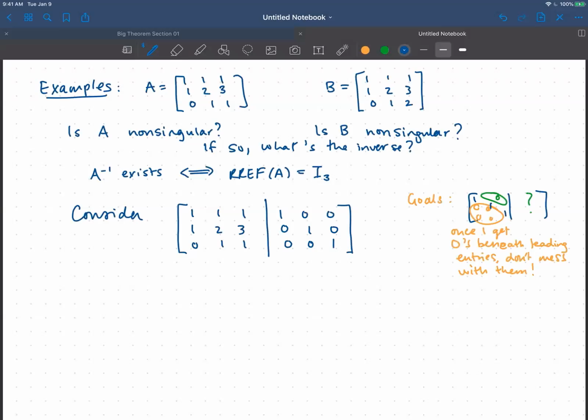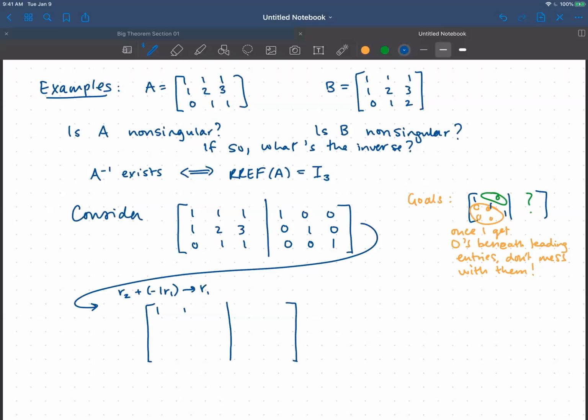What I might do is start by taking, let's say, row 2, and I'm going to add -1 times row 1 to it. So let's do a row operation here. We're going to do row 2 plus -1 times row 1, sending that to row 2. So that's a type 3 row operation. And my goal, as I said, is to try to get some zeros in good places. So on the left, rows 1 and 3 don't change. Row 2 is going to change.